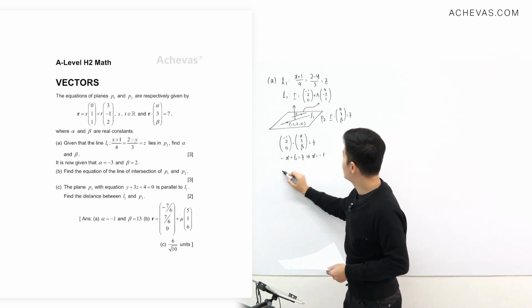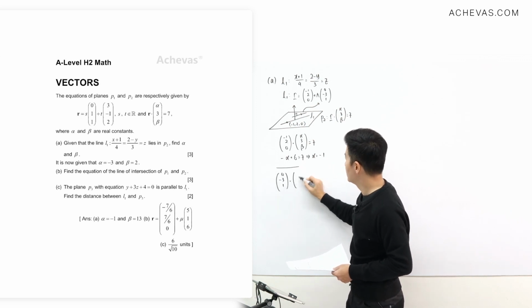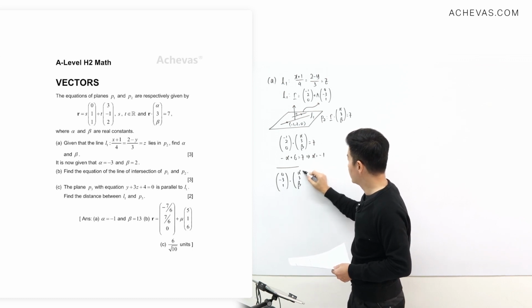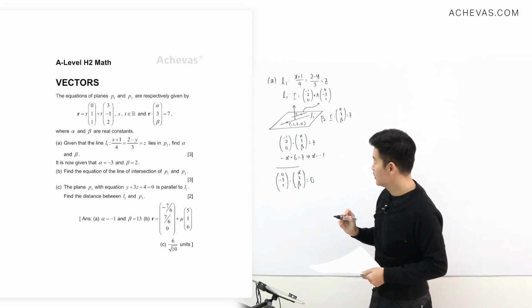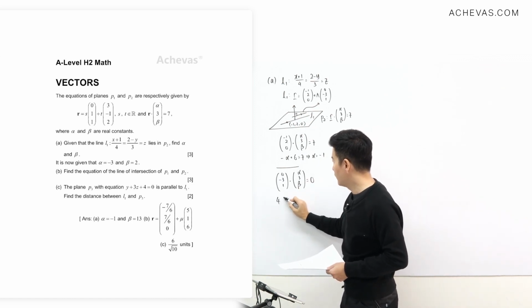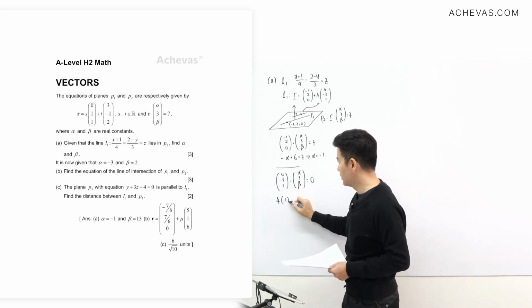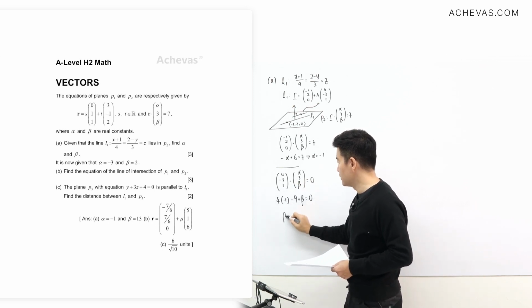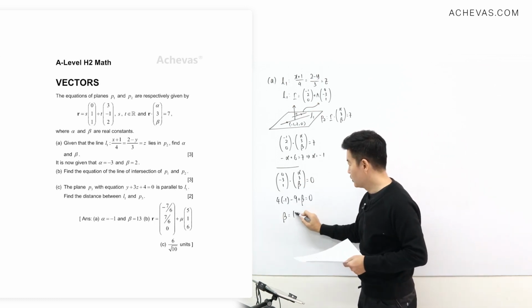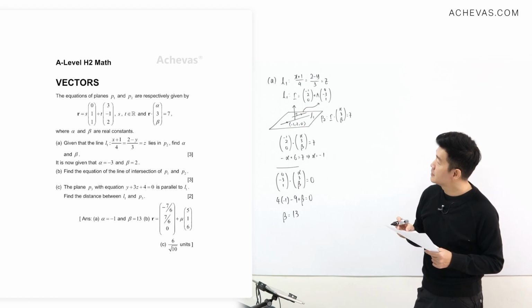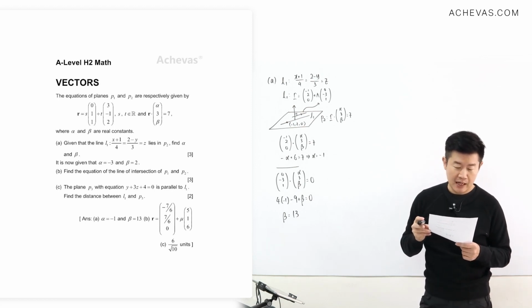Okay, so let's do this. So from here, it will be (4, −3, 1) · (α, 3, β) = 0 because they are perpendicular to each other. So we have 4α, and α is actually −1. So this, then −9 + β = 0. This will help us to solve for β. β is going to be equal to 13. This is part A. Let's move on.